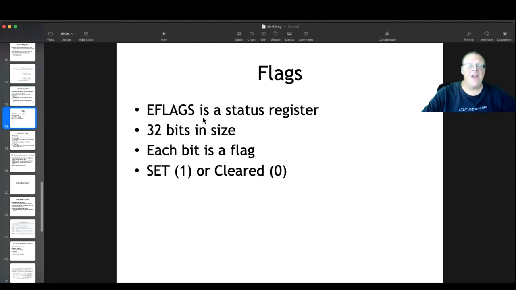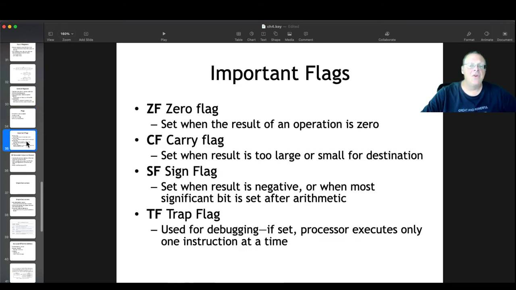So EFLAGS has got all these flags. The bits mean things. Set, 1, or cleared, 0. So the flags have things like whether the last result was 0, whether you added something and it got too big and you had to carry a 1, whether the result was negative or not, and a trap flag used for hardware breakpoints, which we'll talk about later. So like I say, these are important to us, but you don't normally look at them one by one in here. You just look at things like whether the last result was 0 or not with a command like jump 0 or jump not 0.